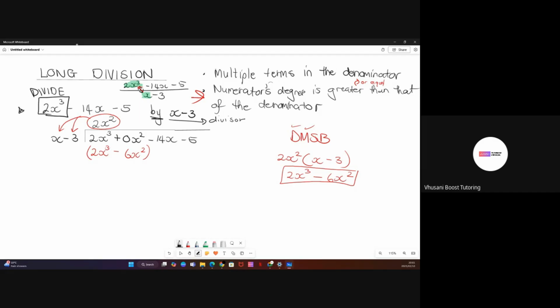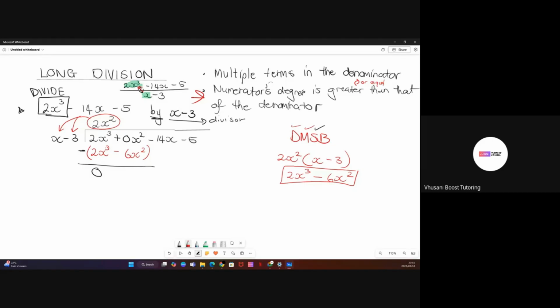And then remember, we need to now subtract. So we subtract, let's just put a negative symbol at the front. So we subtract these things. And subtracting them, what do we now have? We have the 2x to the power of 3, right? 2x to the power of 3 minus this minus 2x to the power of 3. That will leave us with a 0. Do you guys agree with me on that?